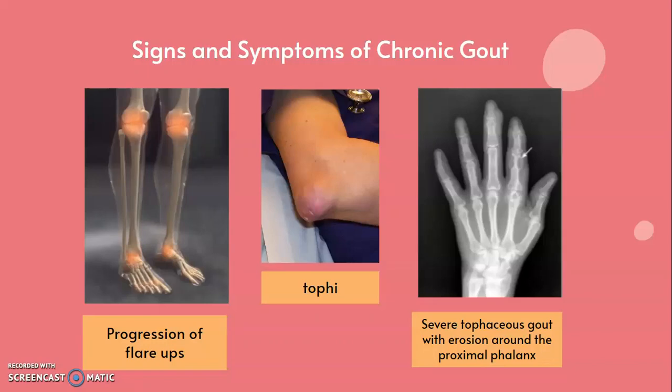As chronic gout gets worse, flare-ups can occur more often and last longer. In about half of all patients with gout, the first attack occurs in the joint at the base of the big toe. When chronic gout occurs, however, other joints may be affected, including the ankle and the knee. Over time, the inflammation causes permanent damage to the bones and cartilage, and this causes erosions and then functional disability. As can be seen in the picture of a radiograph, severe tophaceous gout with erosion around the proximal phalanx causes a distortion in the joints.